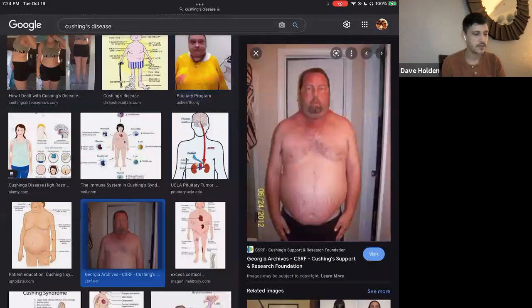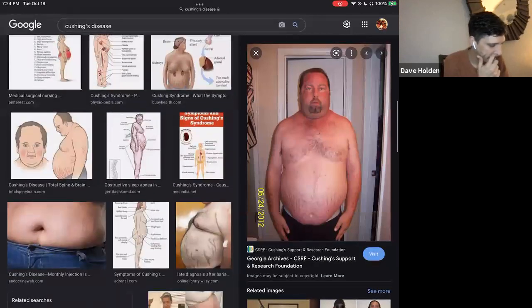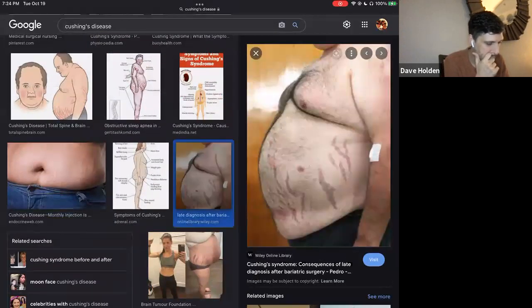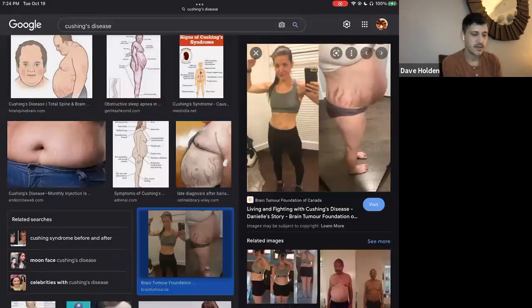Here's another example. There's that classic half moon face. Just the way that the face is almost inflated versus, I don't know, it's kind of hard to describe. And then there's Cushing's stretch marks. Very wide, very red stretch marks.